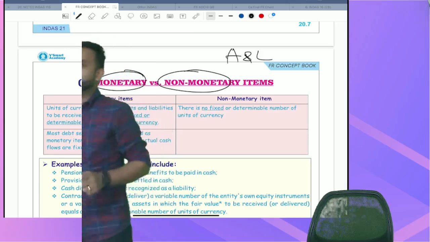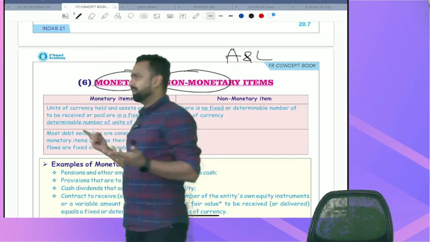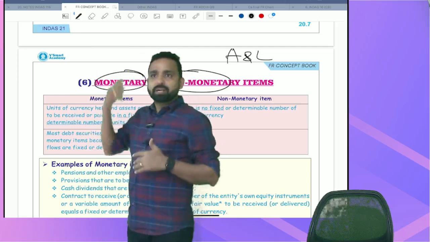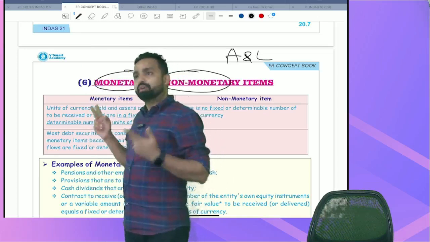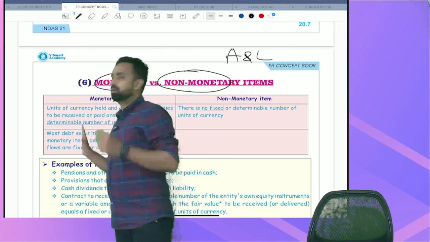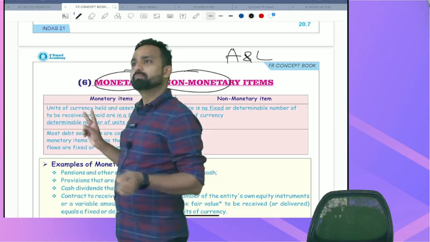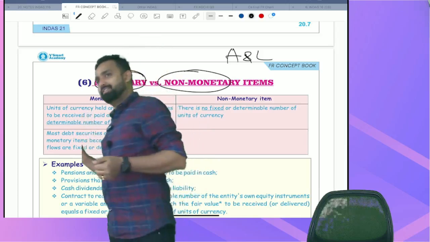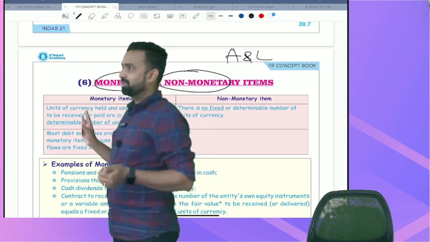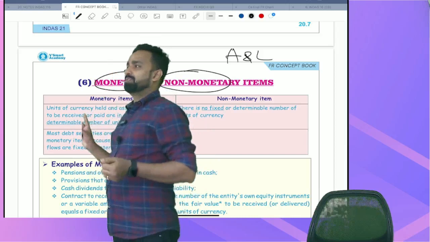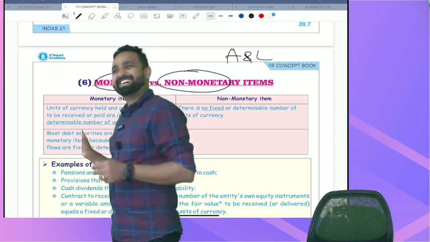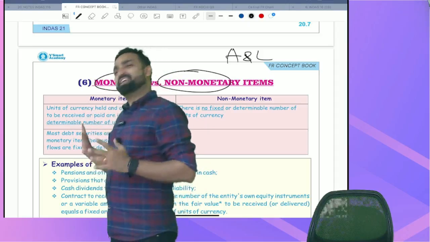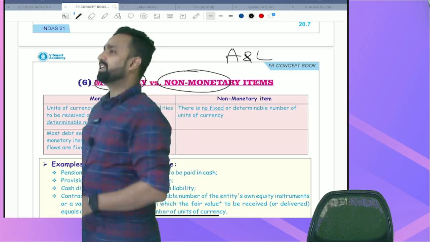Give me the example first. Foreign building: you purchase a foreign building, foreign investments, foreign assets. Understood or not? Okay, what will you do? Historical? Fair value? Both? This is again very interesting. First of all, is inventory a non-monetary item?